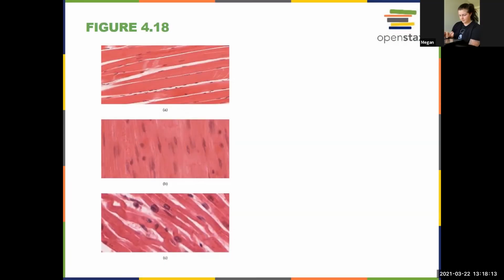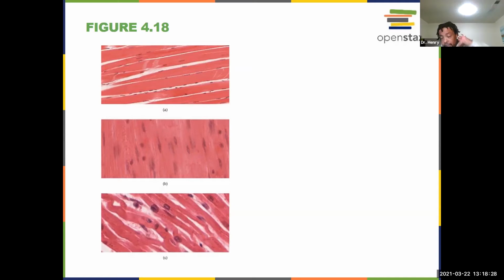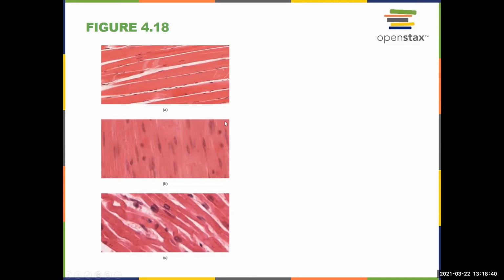Okay, so the very first one, A, do you guys recognize what muscle tissue it is? First off, what are the three types of muscle tissue? Skeletal, smooth, and cardiac. Okay, so how can we distinguish between skeletal, smooth, and cardiac? So first off, what do you think this first one is? A, the very top one.